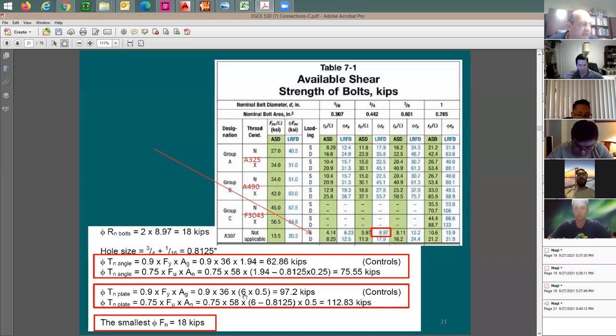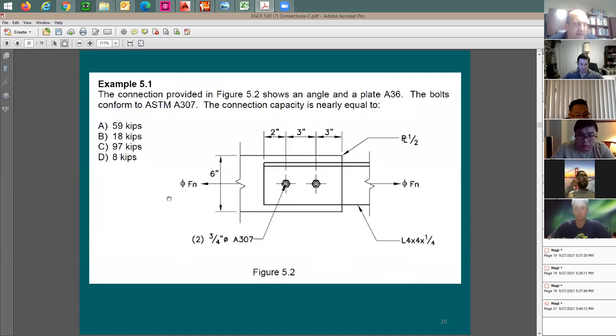For the net, I need to subtract 6, subtracting the hole diameter, not the bolt diameter. And again, times 0.5. So actually this number, the yield, is going to be controlling my design. Now compare the 18 kips, 62 versus 97. So the smallest of all of them is going to be this 18 kips, which is kind of like the weakest link, if you like. So what happens in a problem like this, I have 3 items. I have an angle, a plate, and then I have 2 bolts. I check the strength of this angle in tension and the plate in tension and the bolts in shear. And the smallest of all of them was the strength of these 2 bolts. So now you control the capacity of this connection to only 18 kips, which is your answer B.